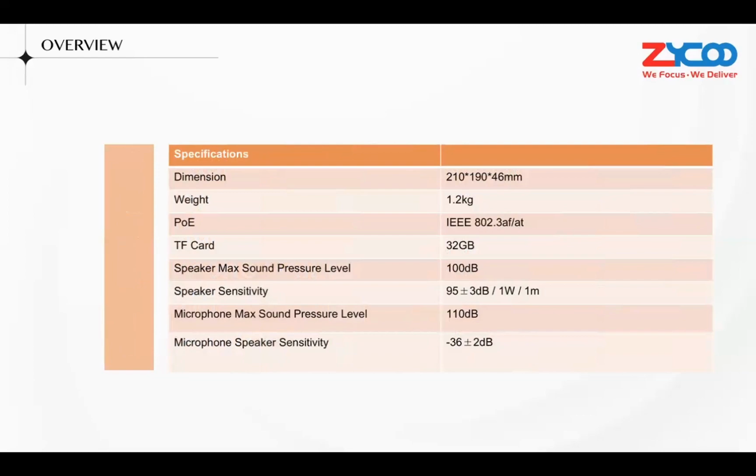Next, let's have a closer look at the M100 main parameters, such as in this table. You can see the M100 supports PoE 802.3 AF or AT, and it also supports a 32 gigabyte TF card to save audio files. And it also supports up to 100 decibel speaker max sound pressure level and 110 decibel microphone max sound pressure level.